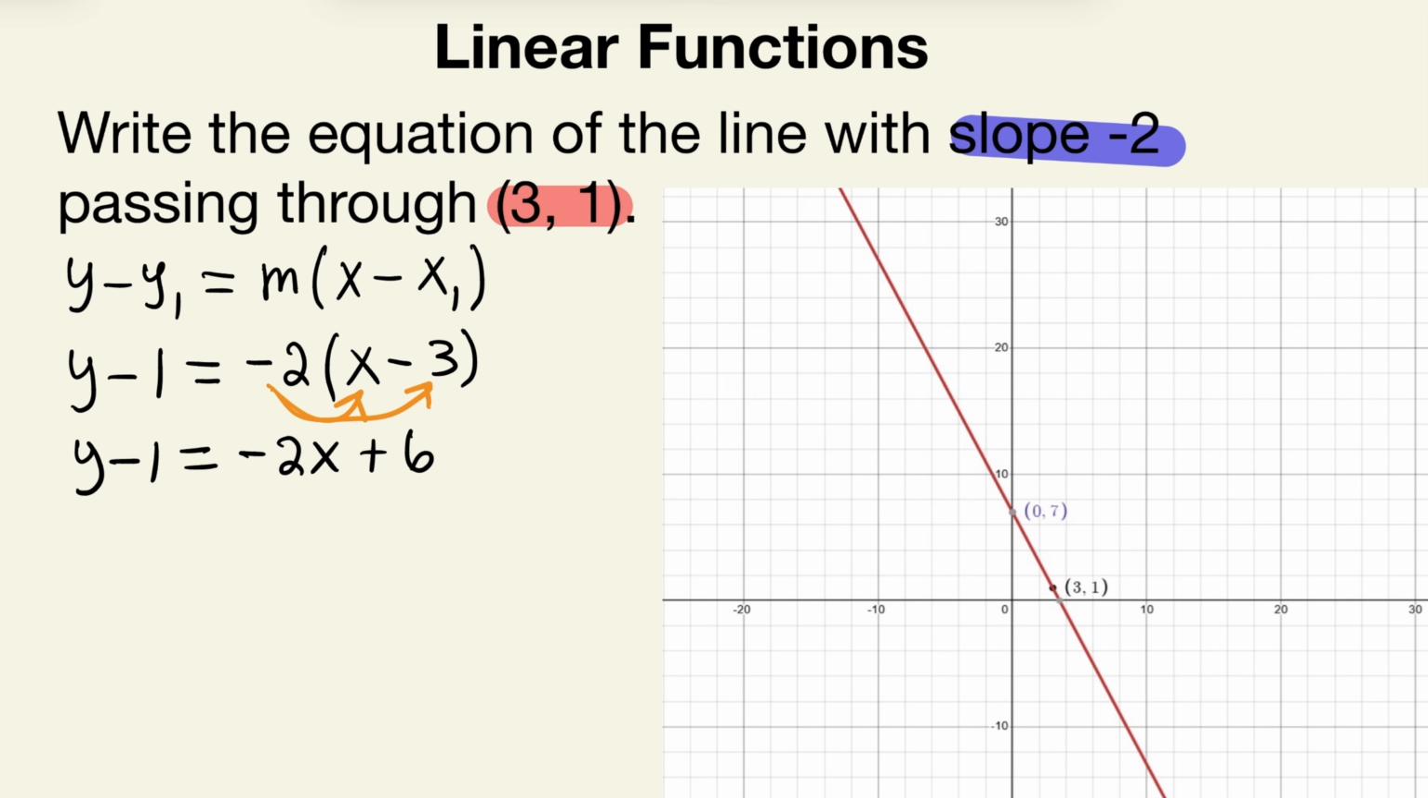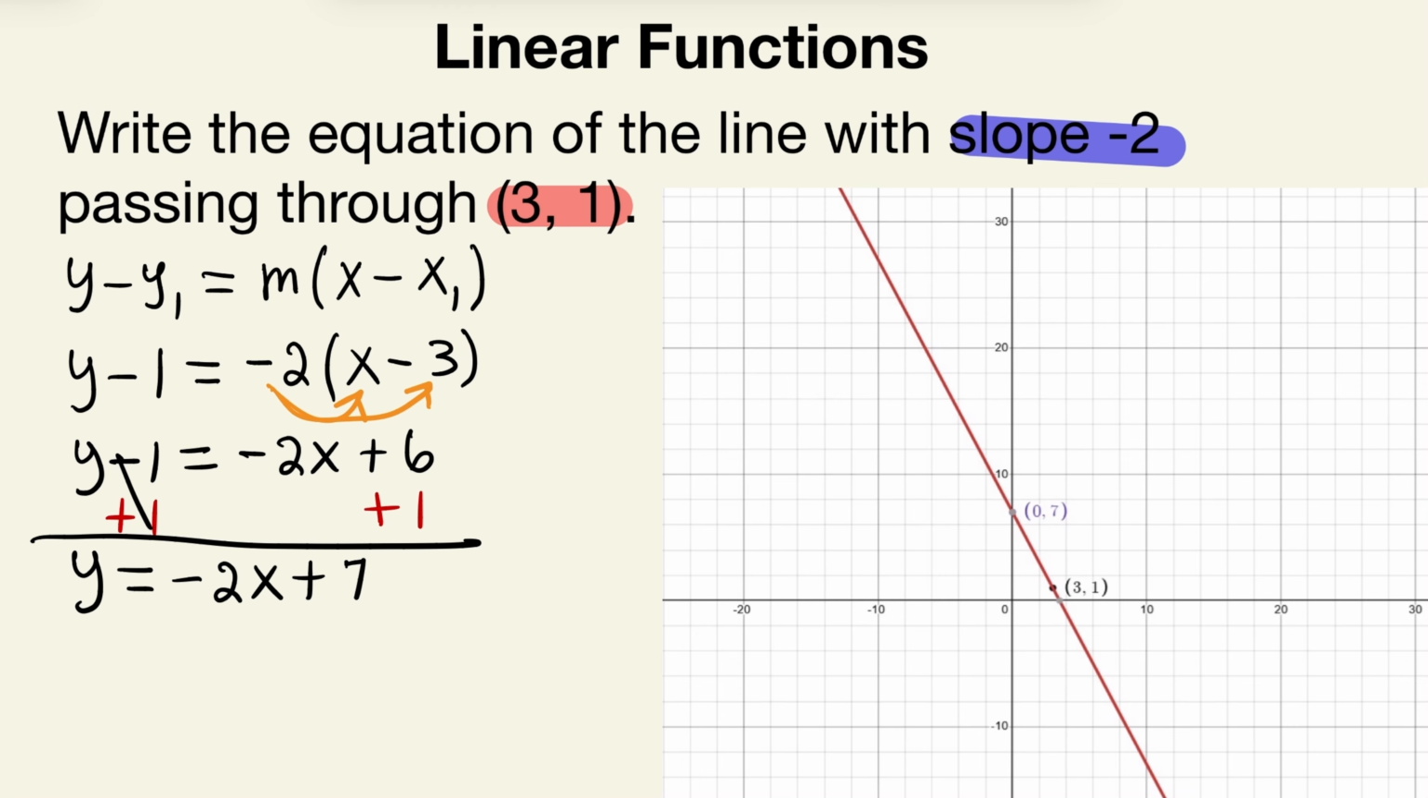So now the ultimate goal here is to isolate y. We have a -1, so we have to move it to the other side, but we do that by adding 1 to both sides on the left and on the right. Notice that the -1 and +1 cancel out. We're left with y equals -2x plus 6 plus 1 is +7. So we have the equation y equals -2x plus 7.